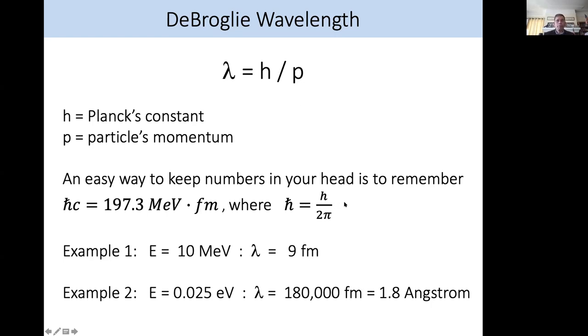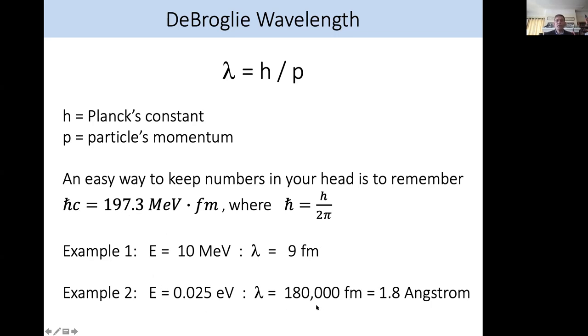As I said, don't drag around in your brain terrible units with numbers like 10 to the minus umpty-ump in there. There is a convenient toolkit of constants that you should always remember and have on the tip of your tongue. This one you can even round up to the number 200. So h-bar, h, Planck's constant, divided by 2 pi, times the speed of light, which everyone remembers, is about 200 MeV fermis. And so you can now calculate that a fast neutron, here's a 10 MeV neutron, has a wavelength on the order of fermis.